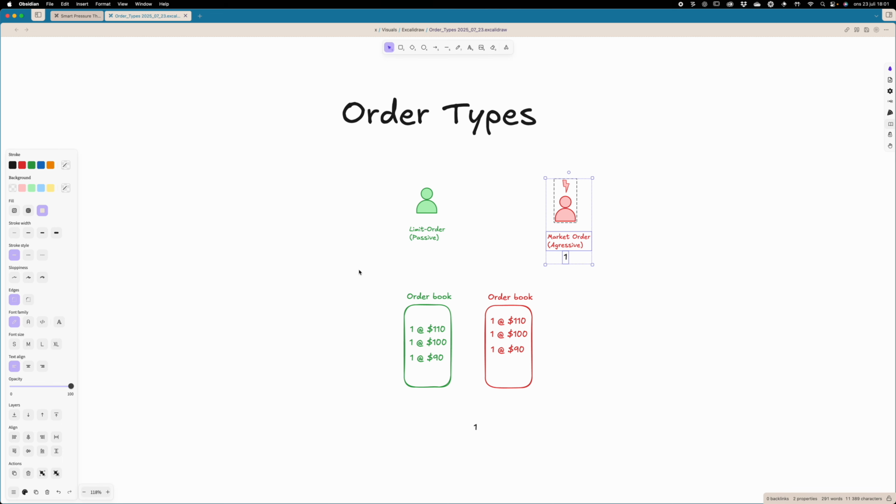So now when you know how this works, we can move on to learning about cumulative volume delta. That will be the next video.